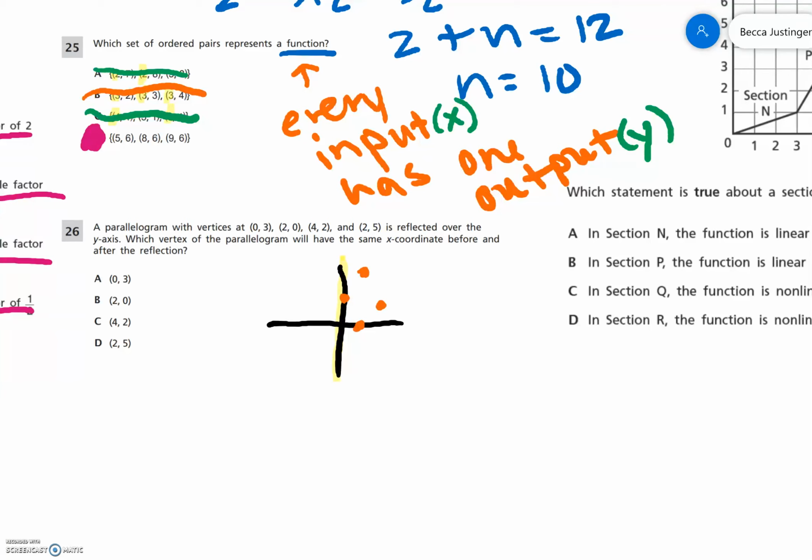Which vertex of the parallelogram will have the same x-coordinate? Well, if we flip it over, this one stays here. So the one that has the same x-coordinate is this point at (0, 3).